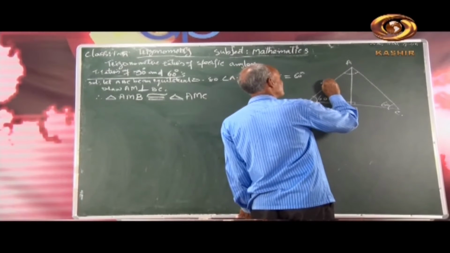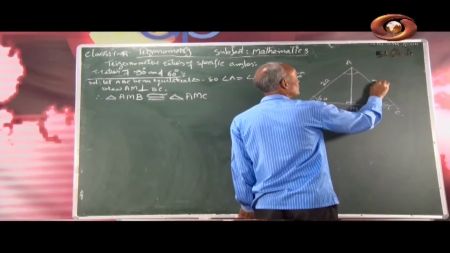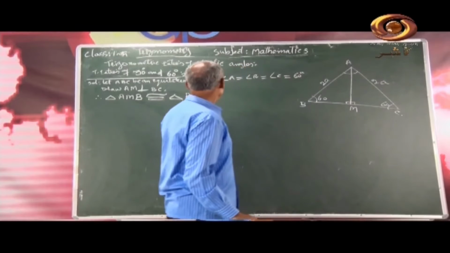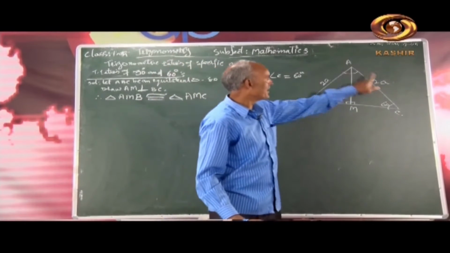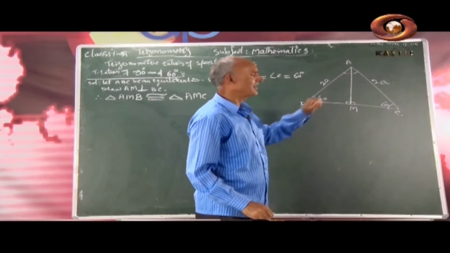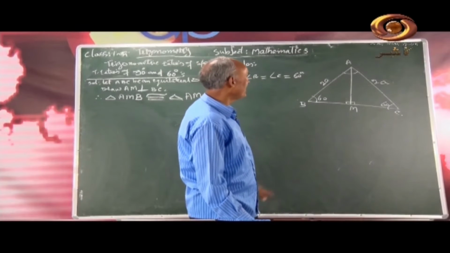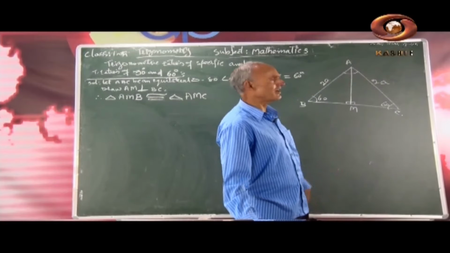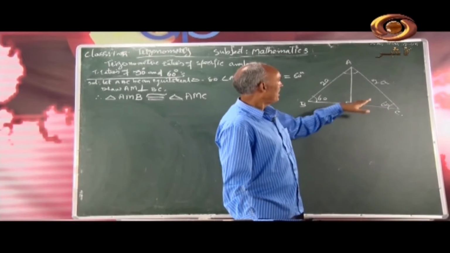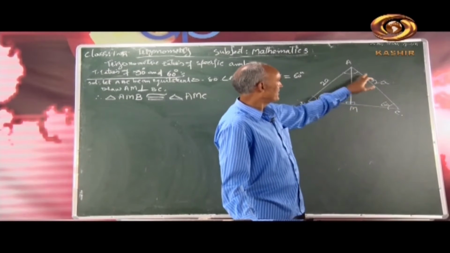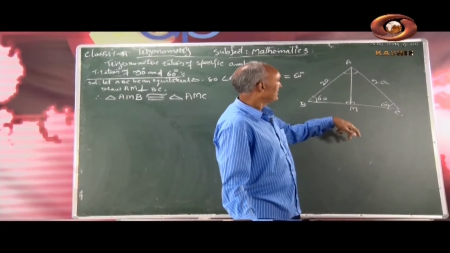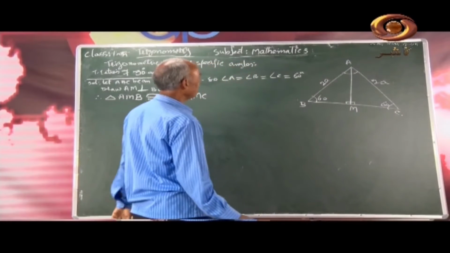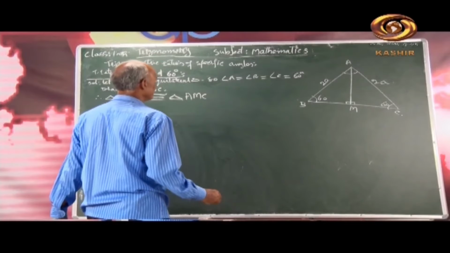Let us assume if this side is 2a, this side will also be 2a. So these two sides are equal and this is a common side. AM is a common side. So we say by RHS, right angle, hypotenuse and one side of one triangle is equal to the hypotenuse and one side of the other. So these two triangles are congruent by RHS criteria.